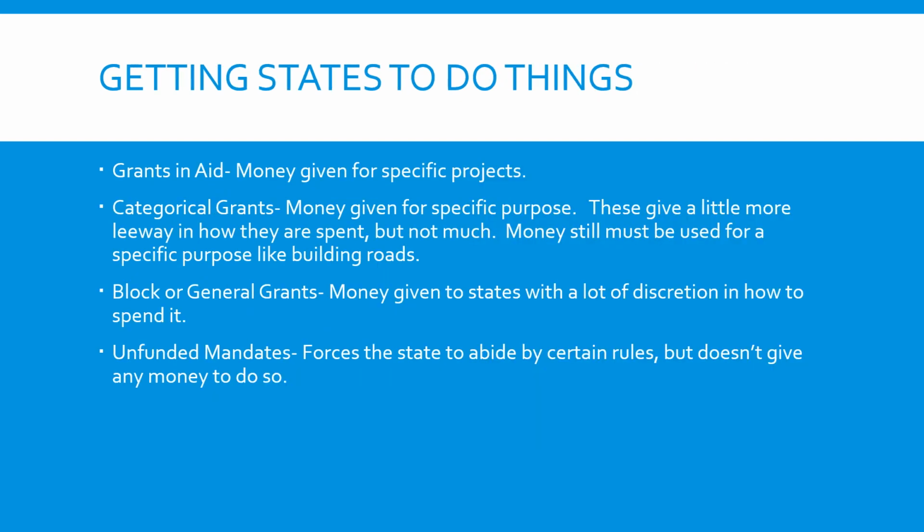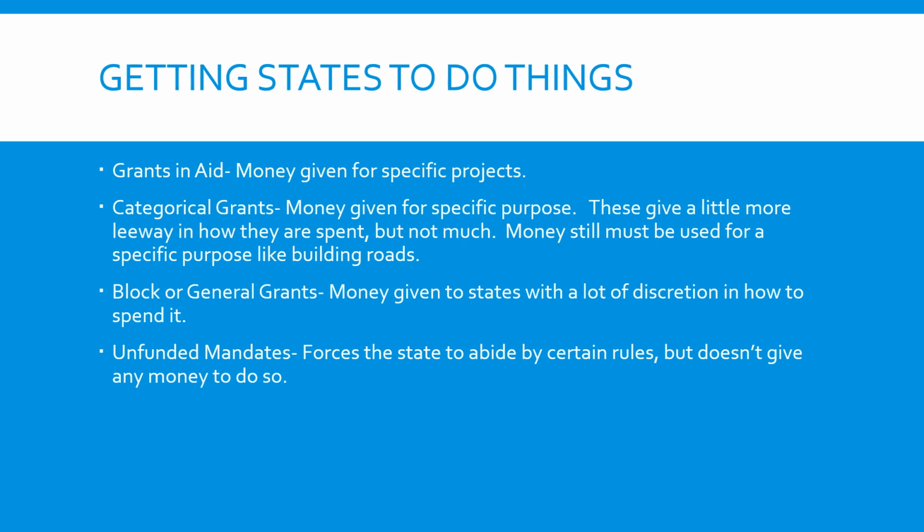All right, so how does the federal government get states to do things it doesn't necessarily want to do? A lot of this is through money. So we have things called grants, and the federal government will give grants to states, basically forcing them to do certain things if they're given the money. Now, there are different types of grants.